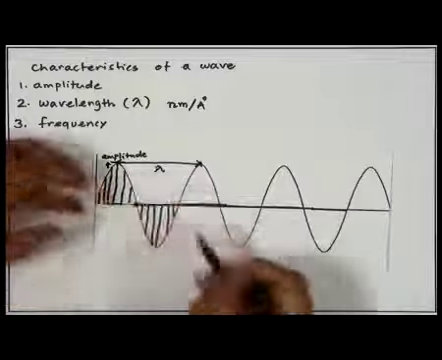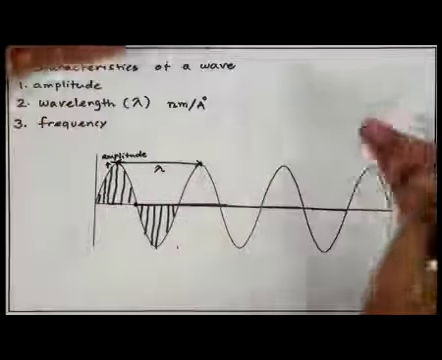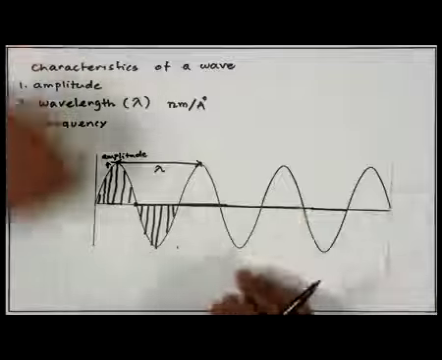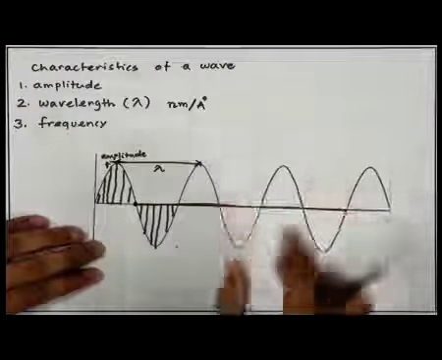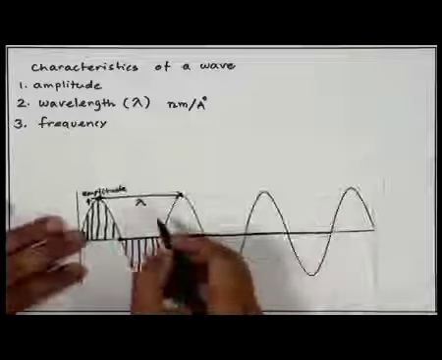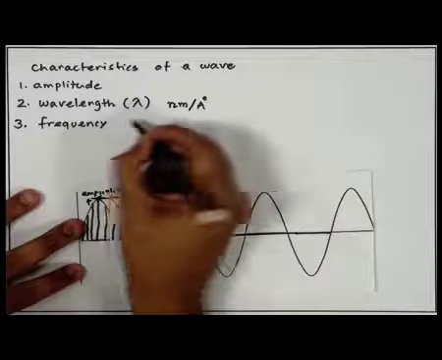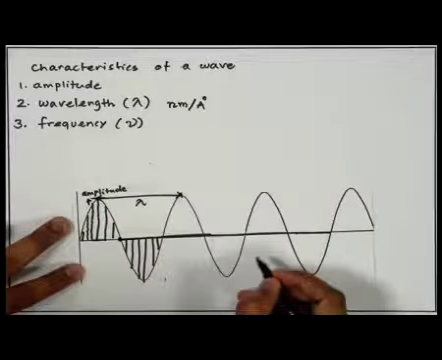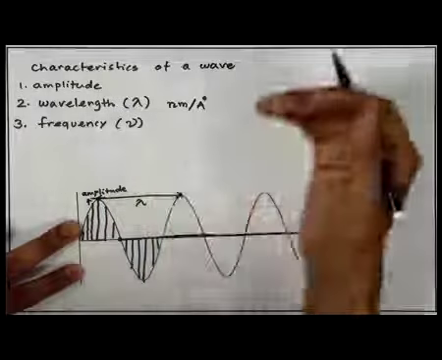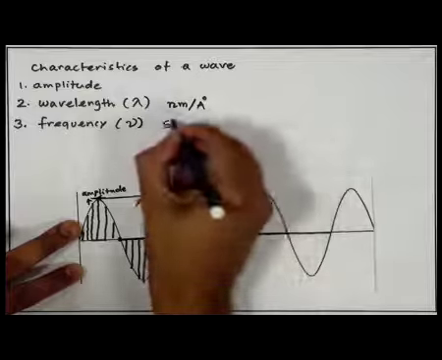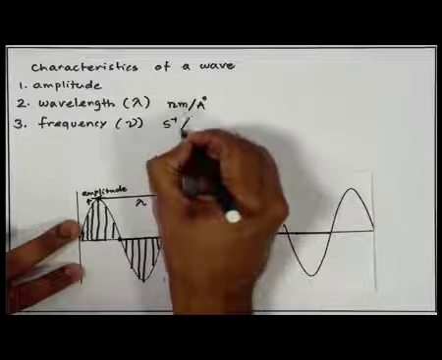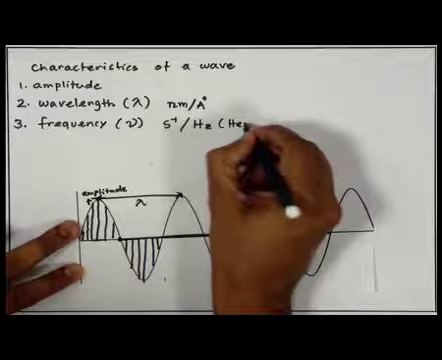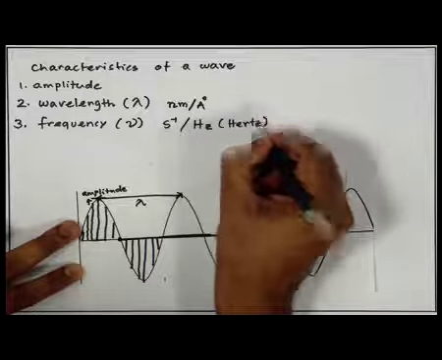So, you will see that the number of wavelengths that I see at one position in 1 second is called frequency. So, it is a certain number of wavelengths per second. That is known as frequency, given the symbol nu, and since it is a number per second, the unit will be second inverse, or it is also called hertz, after the scientist Heinrich Hertz. All right.